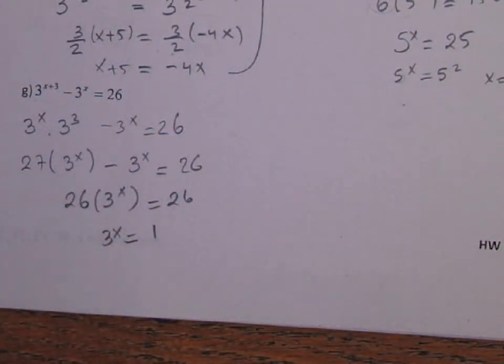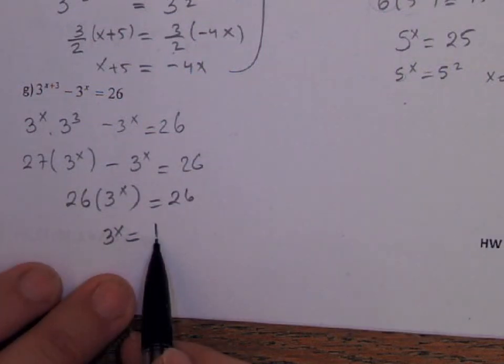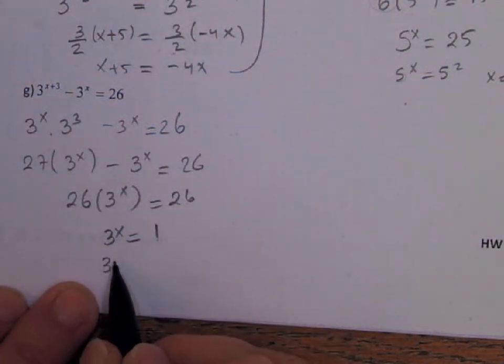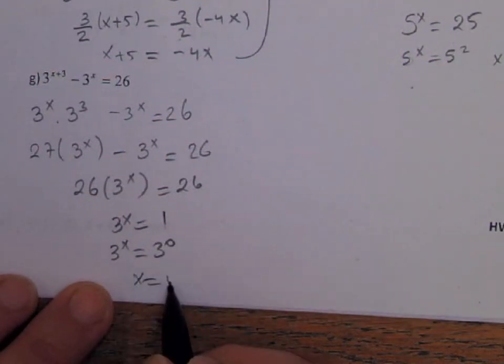1 can be written with any base with power 0, right? I can say 3 to the power of 0 is 1, or 5 to the power of 0 is 1, 10 to the power of 0 is 1. Anything raised to the power of 0 is 1. So if I do that, we get x equals 0 for this.